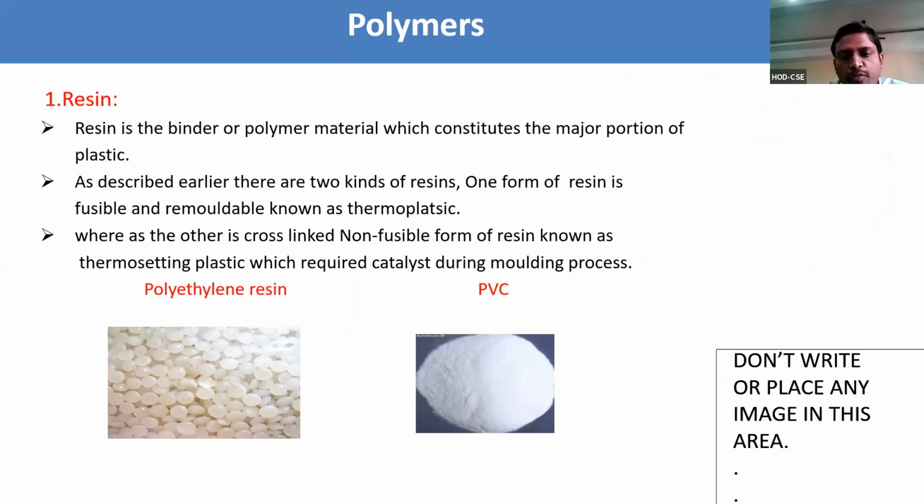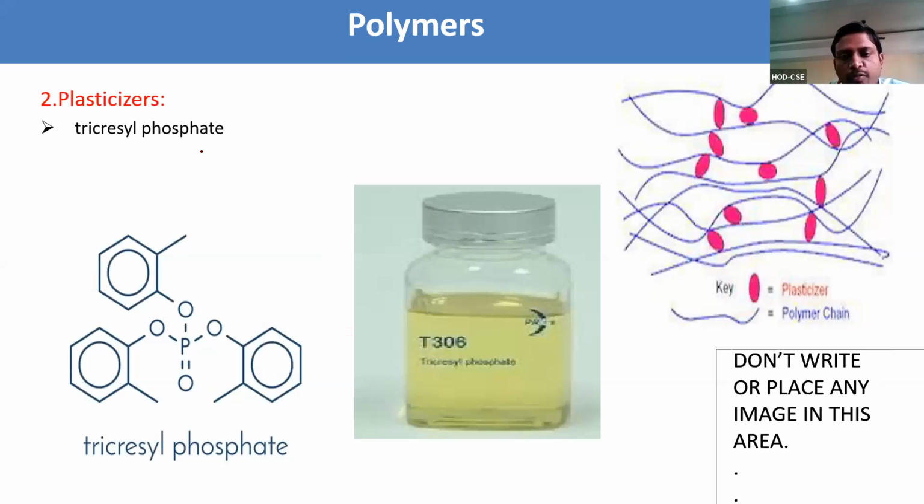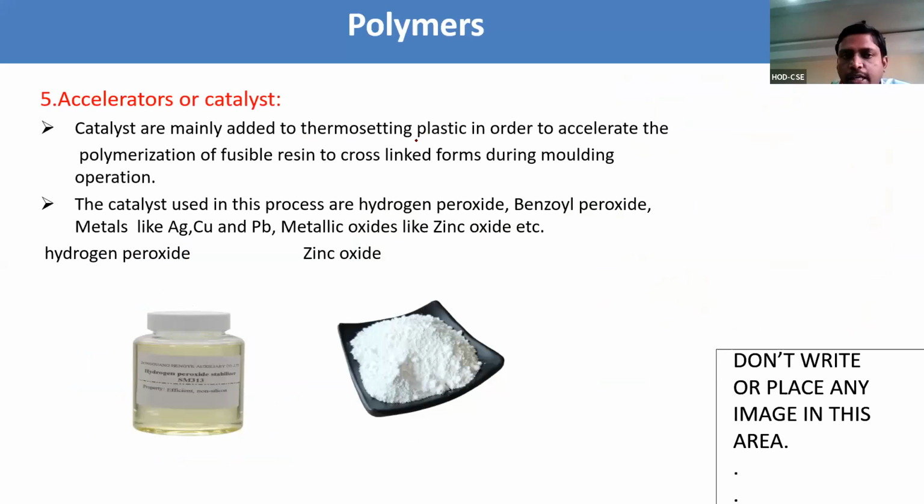Catalysts we have already discussed under accelerators or catalysts. These catalysts are mainly added to thermosetting plastics in order to accelerate the polymerization of fusible resin to cross-linked resin during the molding operation.